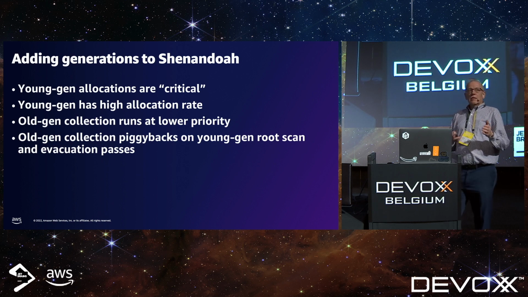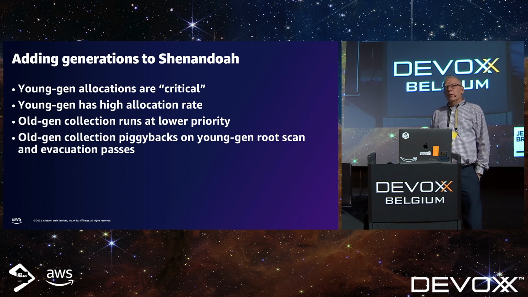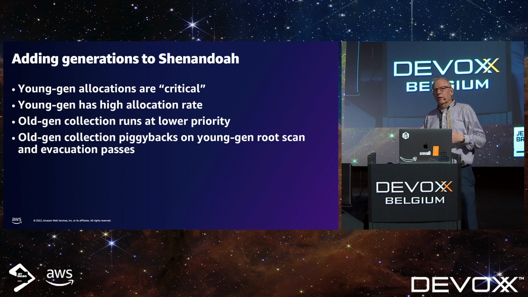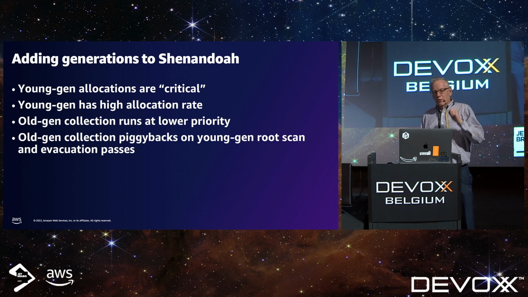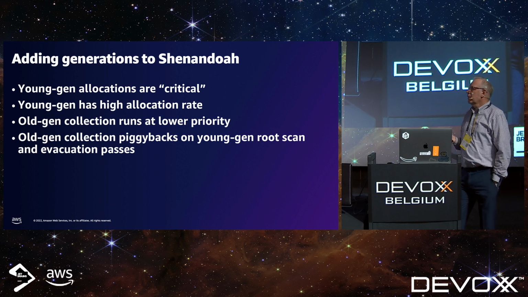So that's the observation that motivated our design. As we look at priorities of the things that the garbage collector will be doing, we consider the young generation allocations to be critical. Every time a service says, I need memory, we want to get the memory to the application as soon as it requests it. We don't want any pauses there. That's the highest priority thing the garbage collector has to do.